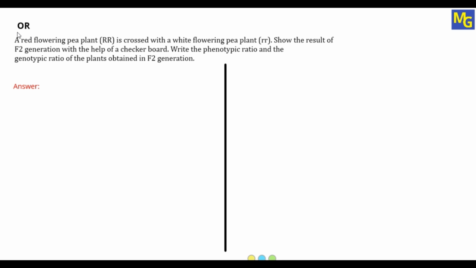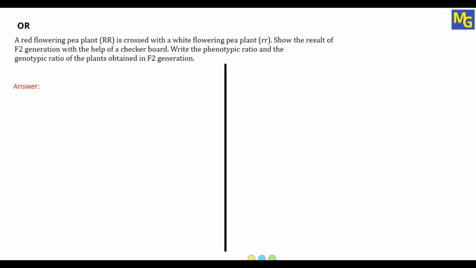Now the next question, that is the OR question. A red flowering pea plant, that is capital R, which is dominant, is crossed with a white flowering pea plant, that is small r, recessive. So these two plants are different. One is dominant and one is recessive. Show the result of F2 generation with the help of a checkerboard. Write the phenotypic ratio and genotypic ratio of the plants obtained in F2 generation. So we have to write the checkerboard for F2 generation and then write the phenotypic and genotypic ratio.